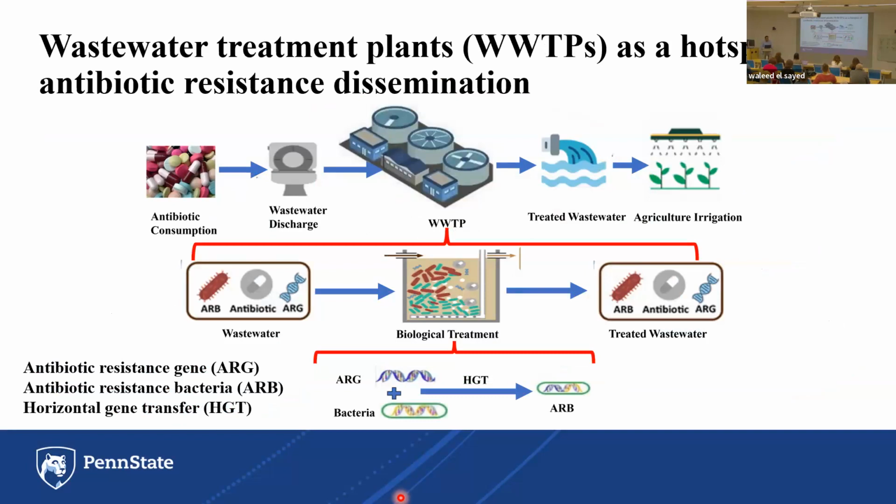In wastewater treatment plants, the wastewater comes from several sources like houses, buildings, hospitals, and several industrial sectors. During wastewater treatment, there is a biological treatment process. During the biological treatment, there are a lot of microorganisms coming from wastewater, including antimicrobial resistance genes. During this process, the antimicrobial resistance genes may be transferred to microorganisms that are sensitive to antibiotics. So it's very important to take care of the biological treatment during the treatment of wastewater.